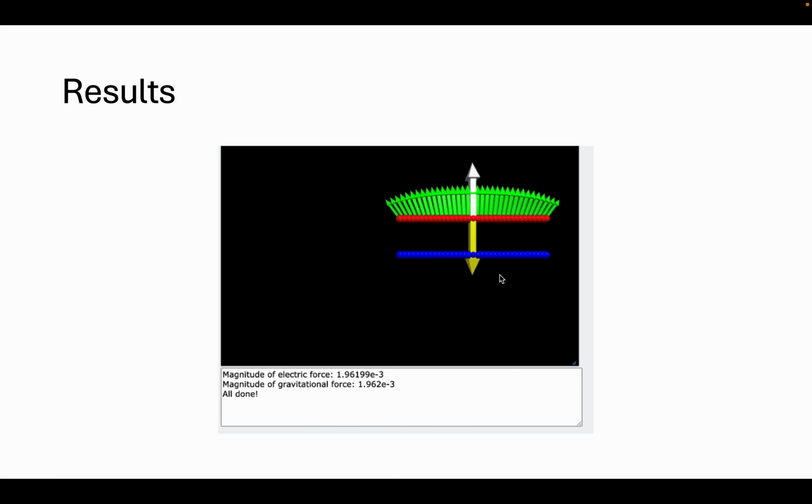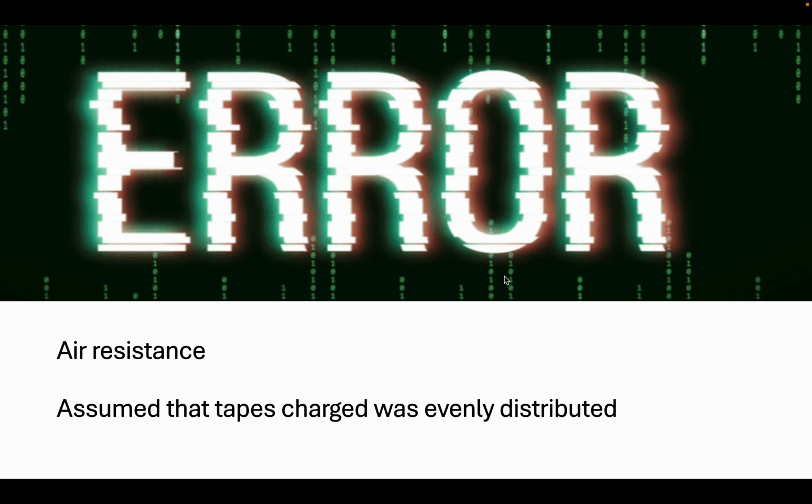These were our results. These are all the E fields shooting up, and our electric force was 1.9 times 10 to the negative 3 newtons.